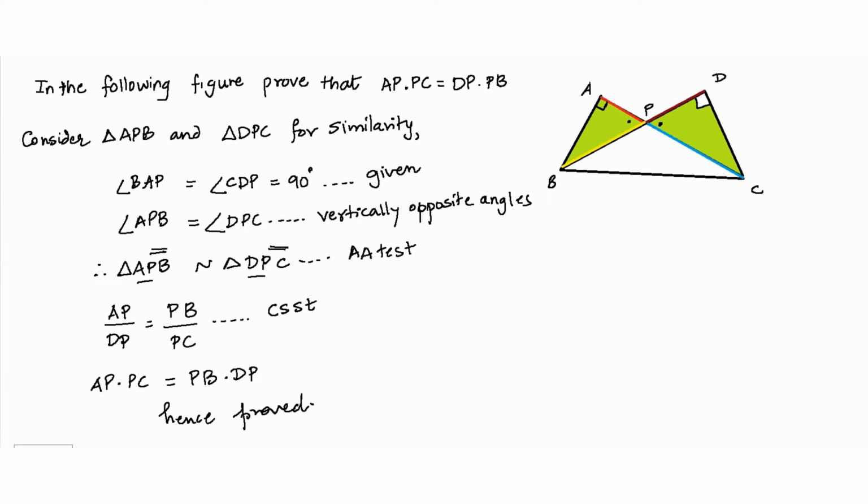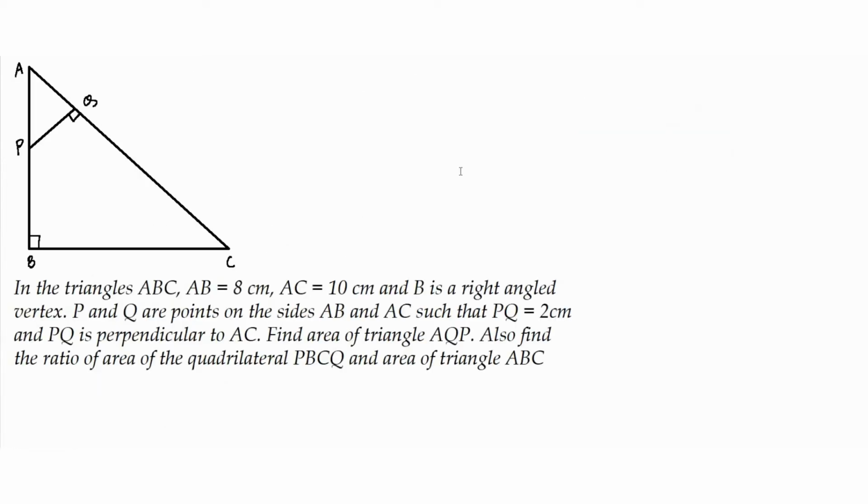Okay, moving on to the next one. Let's consider the following question. In triangle ABC, AB is 8 centimeters, then AC is 10 centimeters, and B is the right angled vertex. So I have marked it with a 90 degree. I know that AB is given as 8 centimeters.